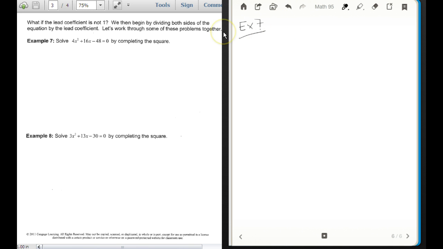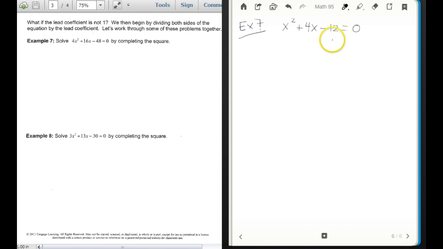So I see we have 4x squared plus 16x minus 48 equals 0. Leading coefficient here is 4. So let's just do ourselves a favor and make that a nice number 1 right there by dividing everything by 4, right? This is nice because notice all of the coefficients are divisible by 4. So this is going to work out very nice, okay? So our equivalent equation when we divide everything by 4 is x squared plus, let's see, 16 over 4 is 4x minus 48 over 4 is 12 equals 0.